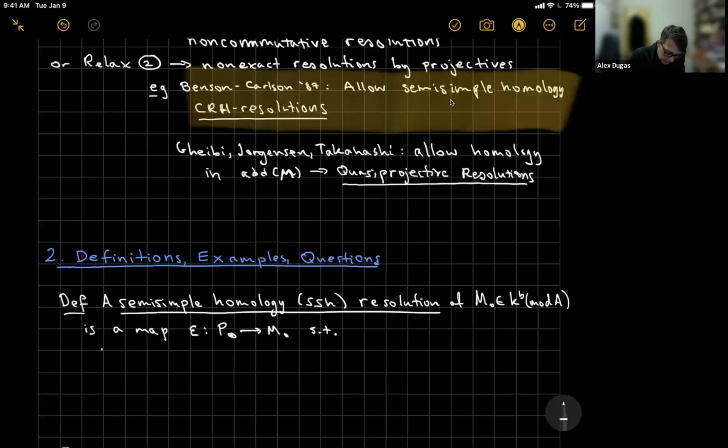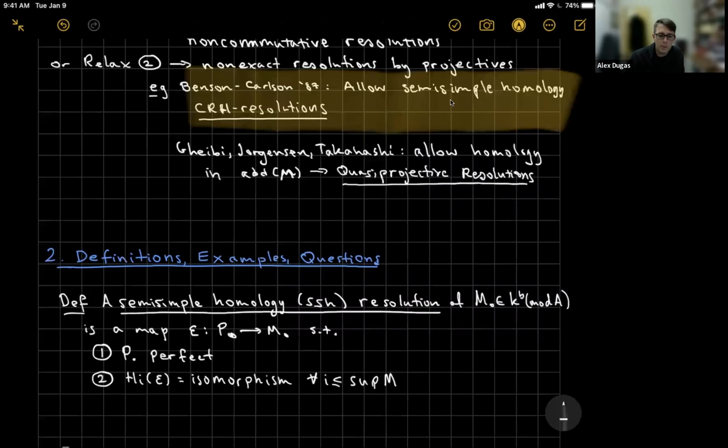such that three things have to be true. First of all, we want P to be perfect, a finite bounded complex of projectives. Second, we want H epsilon to induce isomorphisms in homology in all degrees where M has homology. So denote this for all i less than or equal to the sup of M. The sup of M just means the largest degree in which M is non-zero.